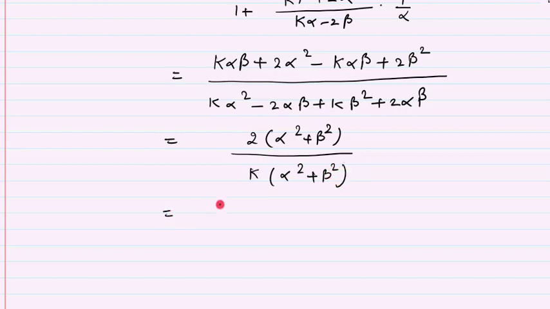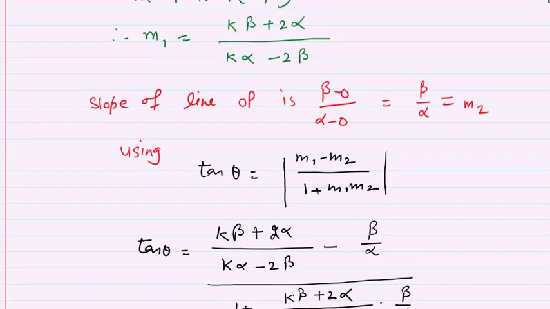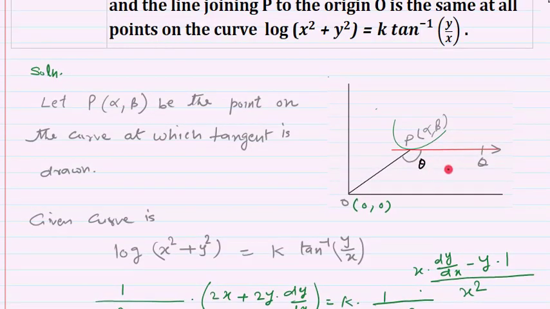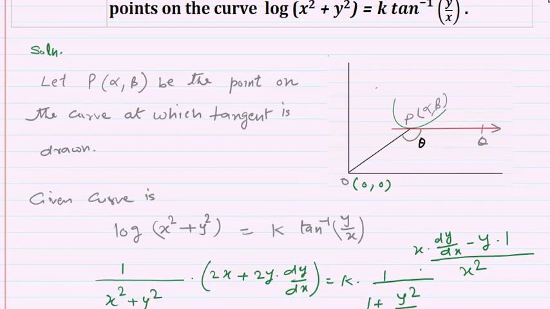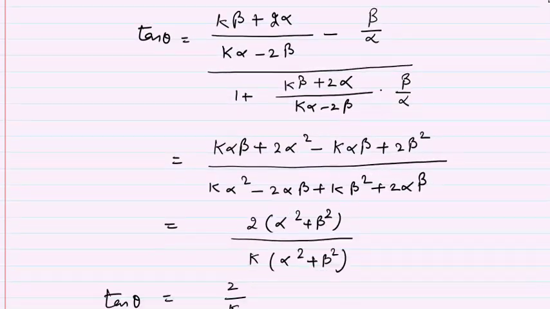So ultimately we are left with 2 upon K, which is tan theta. Therefore theta is simply tan inverse 2 upon K. And what is 2 and what is K? Both are constants. So the angle theta does not depend upon any variable. Wherever this point P lies, the angle remains always constant, which is tan inverse 2 upon K.